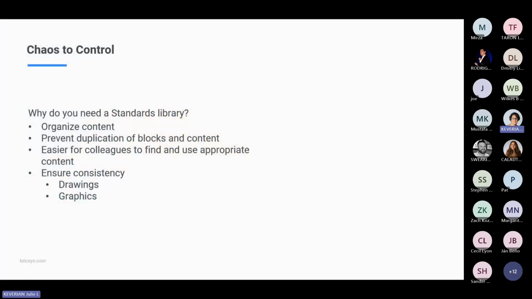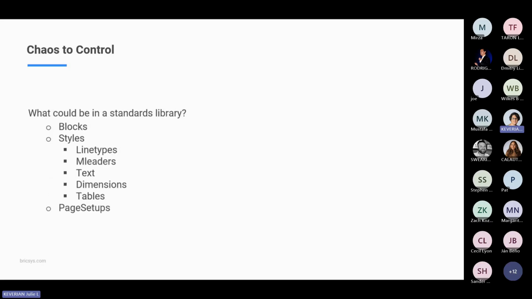Now, if you don't currently have office standards, you might be wondering, why do you need them? Well, that previous slide, those are some of the reasons that you need a CAD standards library. Now, a standards library can help organize your content. It can also help to prevent duplication of blocks and other content, because a centralized location is going to make it easier to share content across your organization. And that can help bring consistency to your drawings and do what we want to do today, get rid of some of that chaos.